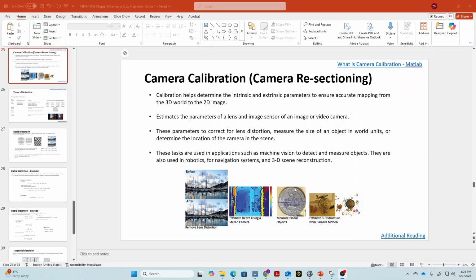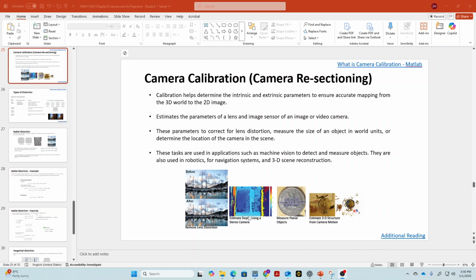Next topic is related to camera calibration, which is related to the projection just now. So we're going to learn about this camera calibration process, also known as camera resectioning. Calibration helps determine the intrinsic and extrinsic parameters to ensure accurate mapping from the 3D world to the image. So it is a process to help map correctly from the 3D world to the image.